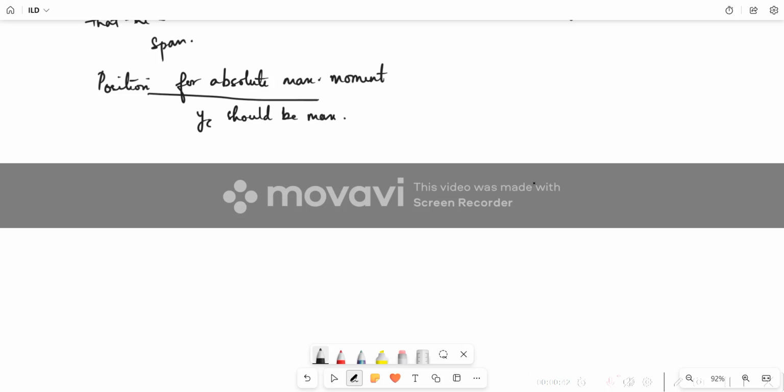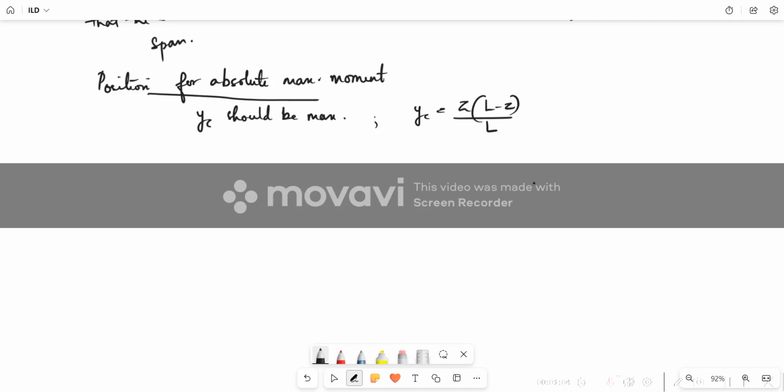So that YC, we already know the ordinate is Z into (L minus Z) by L. This is the maximum ordinate. So for YC to be maximum, you have to locate the position Z, which section. It's not that your section Z can vary from 0 to L, but which section gives the absolute maximum moment. That is what you have to locate.